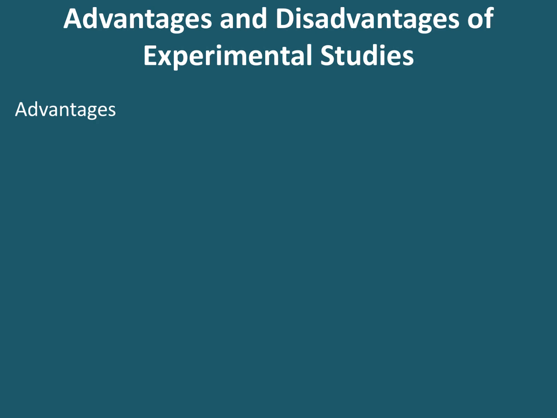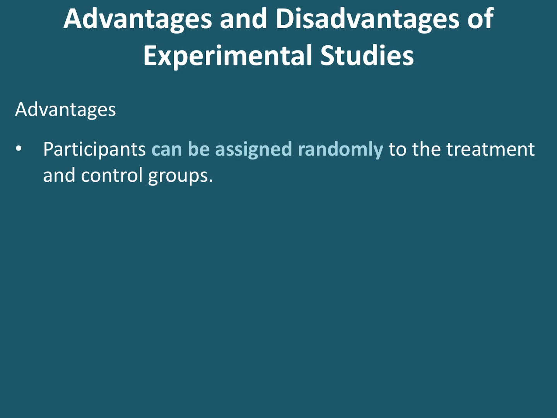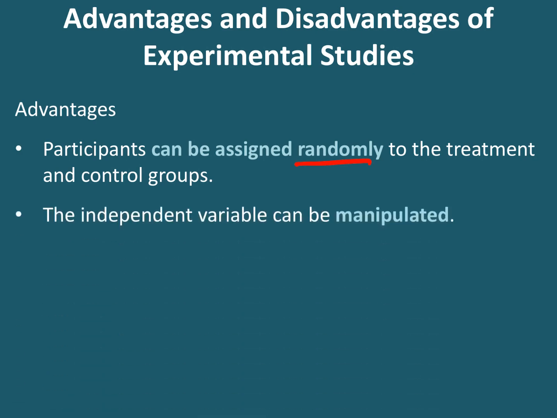Now, I mentioned this before, but I left out the disadvantages of experimental studies, so I'm going to go ahead and provide them here after I repeat some of the advantages. Again, the advantages of an experimental study are that participants can be assigned randomly, keyword randomly, to the treatment and control groups, and hopefully they represent the population well. Also, the independent variable can be manipulated. And again, this is usually done to show what changes in the independent variable create changes in the dependent variable, or the outcome.